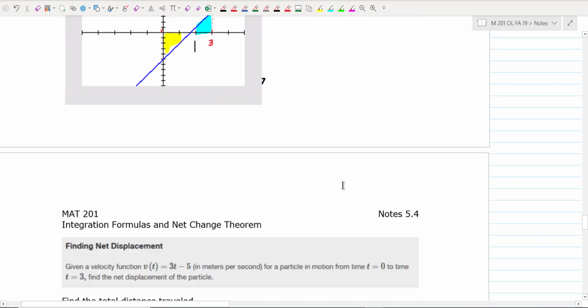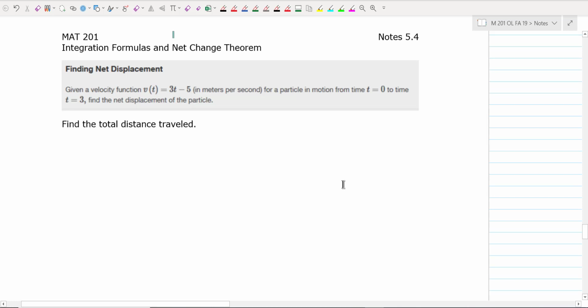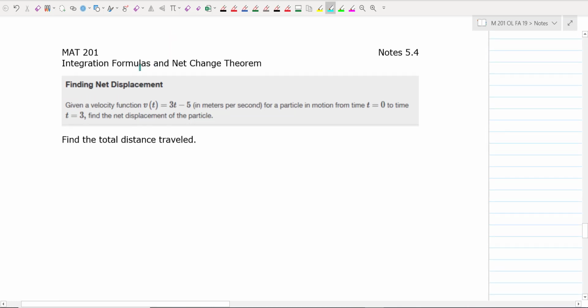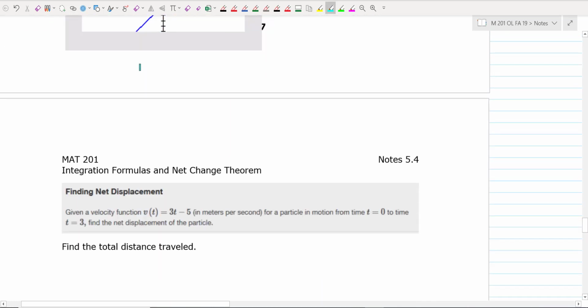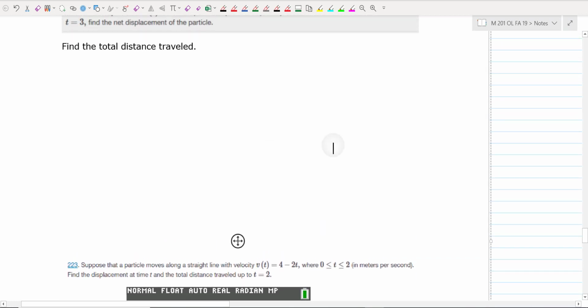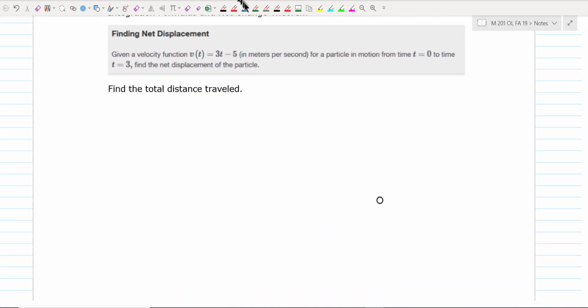So let's go to the next page and go through and do that. We're going to do two things. We're going to do the displacement, so I'm going to do that part first. We're going to find the net displacement, and then we're also going to find the distance traveled. So let's do the net displacement first of all, just so that you see the difference between the two.